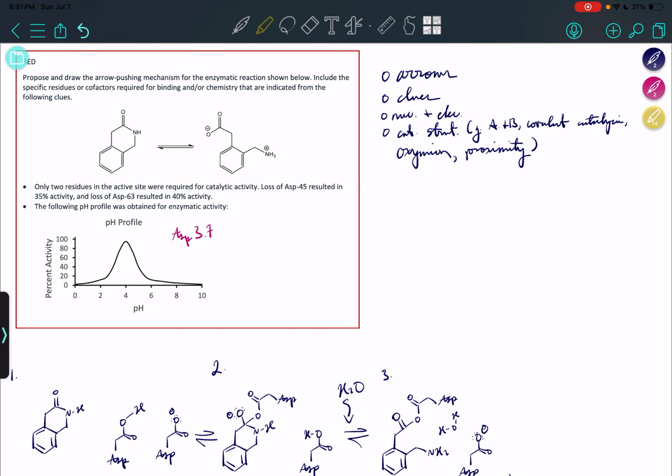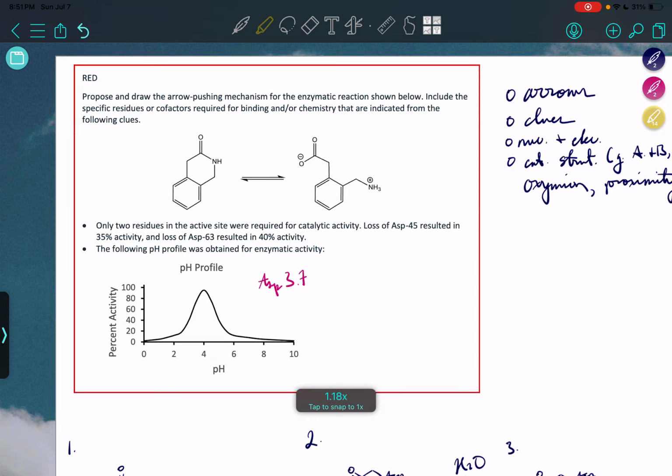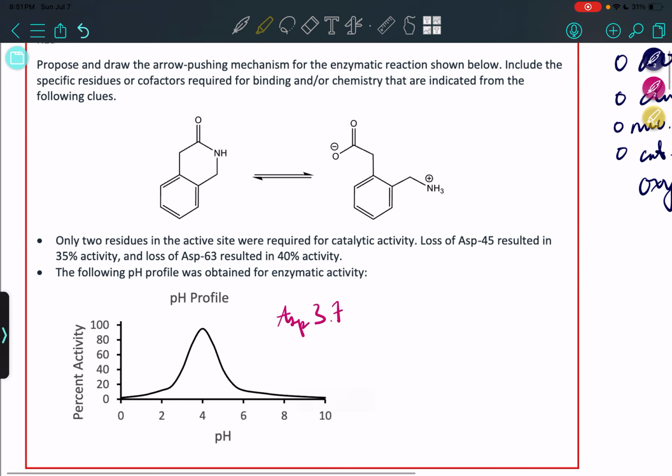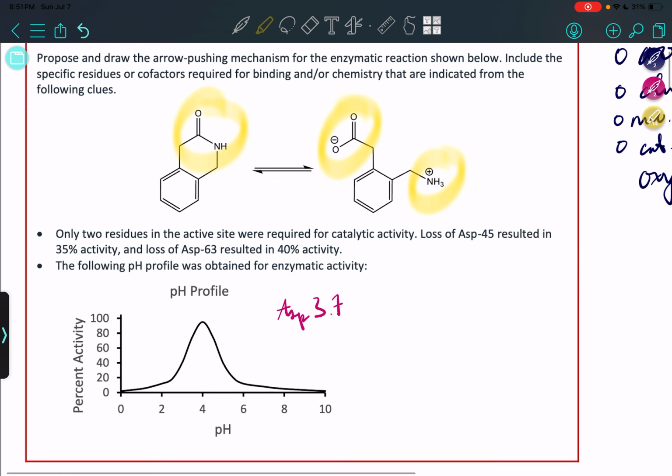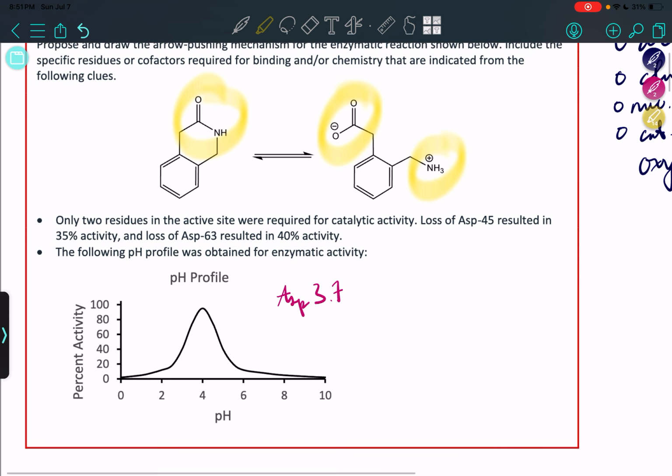Okay, hello. So my mechanism is the red one, and I'll start off by describing the clues and looking at our reaction. So we start with a cyclic amide, and then we end with a deprotonated carboxyl and a protonated amine. The first clue says that we have only two residues in the active site, which means that it's a catalytic dyad, and both of them appear to be aspartic acid.